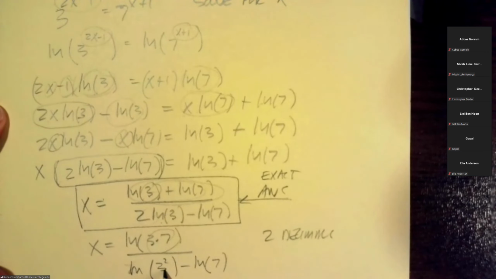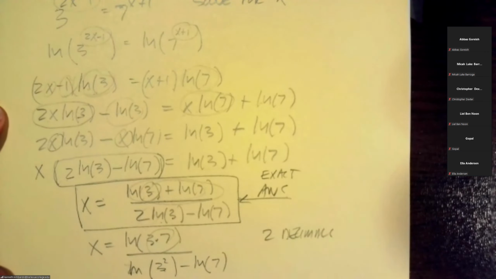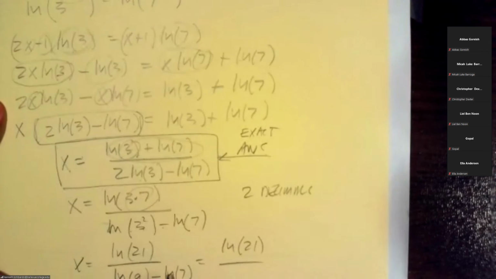Can I combine this at all? Let's see, log base e, 2 ln 3. That looks like 3 squared, which is just 9, isn't it? So that's the ln of 9 minus ln of 7. So in the numerator, ln of 21 over, here we're subtracting. Subtracting gives us a quotient, doesn't it? So that's the ln of 9 over 7.